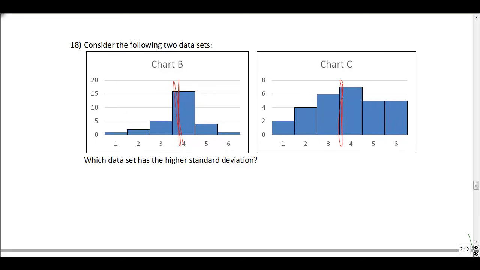And if you look at this, for B, most of the data is really 4. So it's really a lot closer to 4 on average. The 1 and the 6, there's not as many of those compared to the 4s. For C, things are a little bit more uniform. They're a little more spread out.